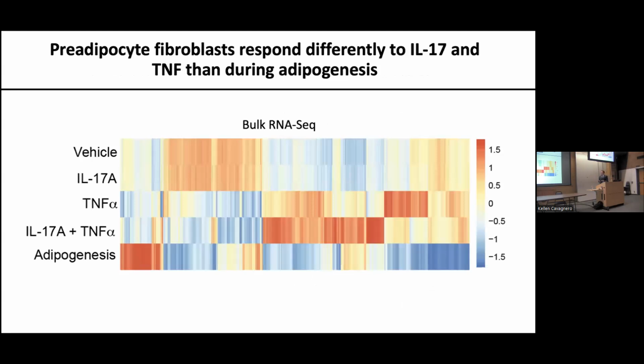So to understand further how these signals impact this subset of fibroblasts, we performed bulk RNA sequencing. And in this more unbiased method, we see that IL-17 still does not cause much of a change at the whole transcriptome level, whereas TNF does cause very broad changes. But again, IL-17 potentiates or increases the effect of TNF-alpha. And notably, the effect of these pro-inflammatory cytokines was distinct from adipogenesis, which we had studied previously.